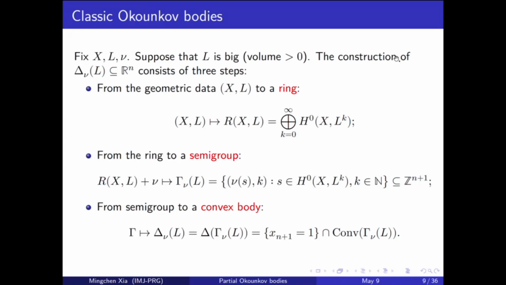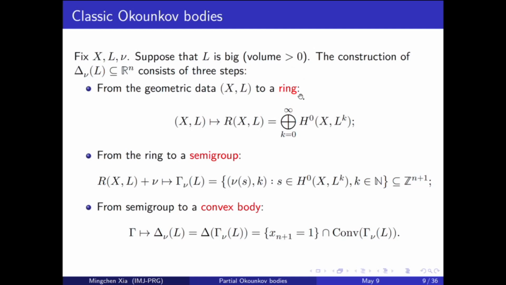The construction of the convex body consists of 3 steps. The first step is the transformation from the geometric data to some algebraic data, from the geometric data of X and L to a ring. So we begin with our X and L. Since L is assumed to be big, that means L has many holomorphic sections. We can consider its ring of sections, R(X, L). We're considering the sections of not only L, but also all of the tensor powers of L. And apparently they form a ring, and this is known as the section ring of X and L.